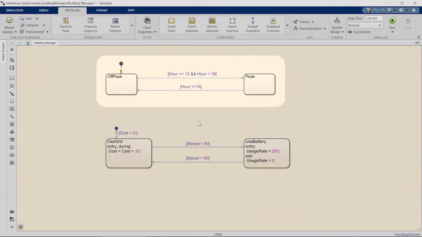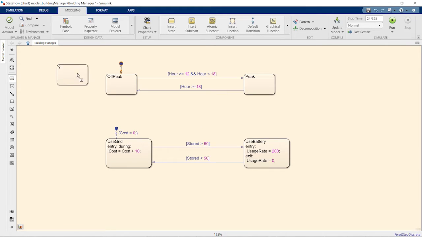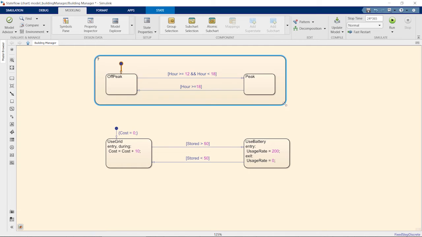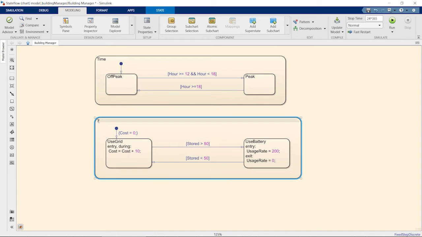Now we have two separate tasks, tracking whether it's off-peak time or peak time, and managing the energy sources. To organize both, we'll introduce two superstates called Time and Energy Manager. Using state hierarchy helps us to better organize, structure, and manage our decision logic within Stateflow. By default, only one state can be active at any given level, which means the Stateflow chart has an exclusive decomposition. That's the reason why Stateflow is warning us that we don't have a default transition, but actually we don't need one at this level.